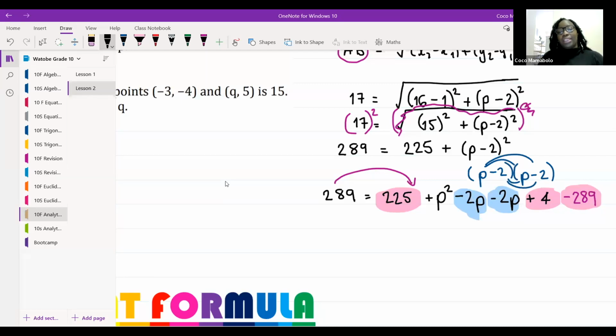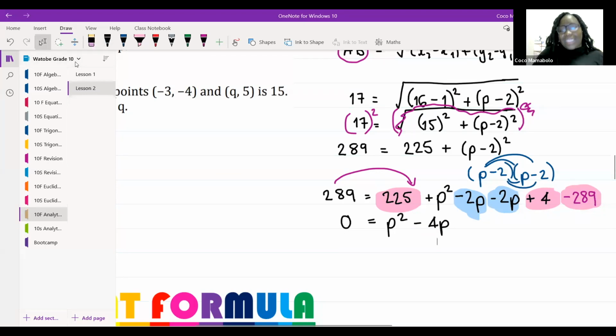Good. It's going to become a negative. Now I want you guys to add up all my like terms. So I'm going to get 0 is equal to, I've got a p squared, and then negative 2p minus 2p will give us negative 4p. And then I want you guys to add the numbers for me and tell me what number I get: 225 plus 4 minus 289. How much are we going to get? Tama, do you have an answer for me?